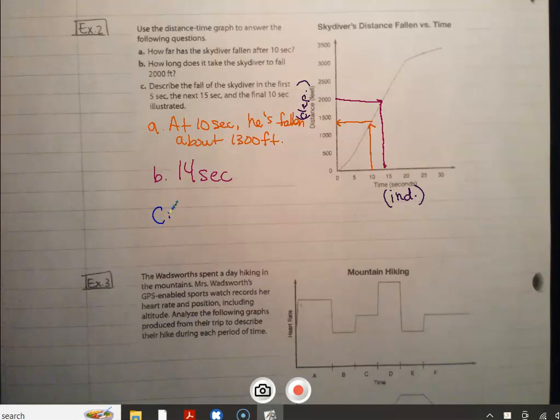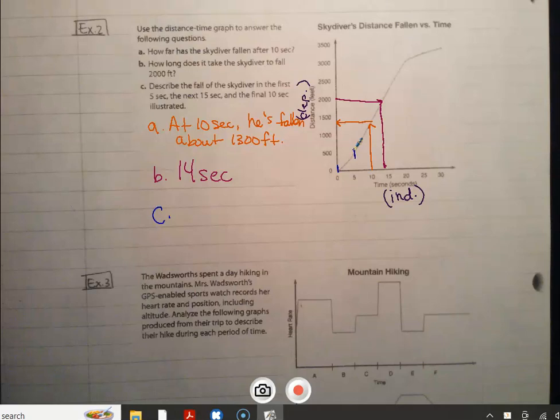Describe the fall of the skydiver in the first 5 seconds, the next 15 seconds, and the final 10 seconds. Okay, that one's a little bit tougher. Okay, but let's do that one. So the first 5 seconds, so that's from here to here on the graph.